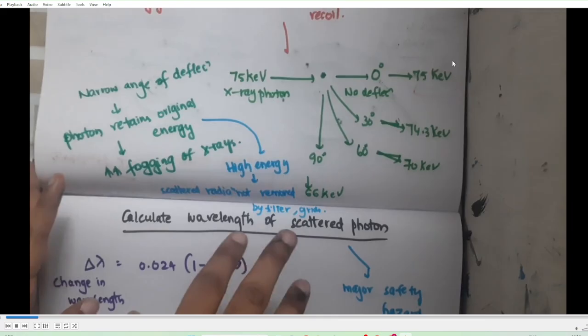Because of their high energy, they cannot be removed by filters, and they cannot be removed by grids because their angle of deflection is too small. Because we have no way of removing them from the useful beam, we must accept them and tolerate an image of diminished quality.